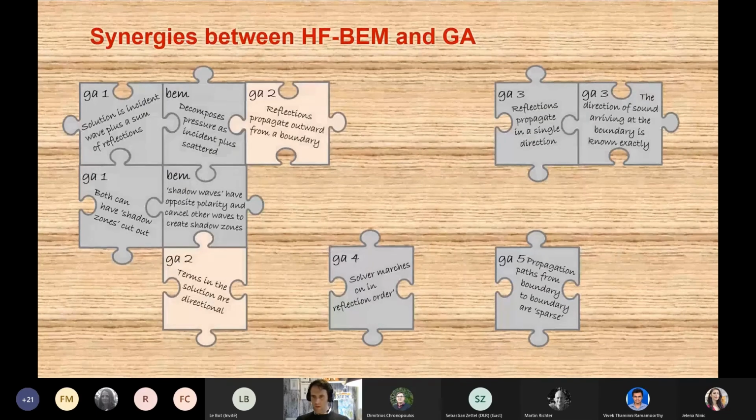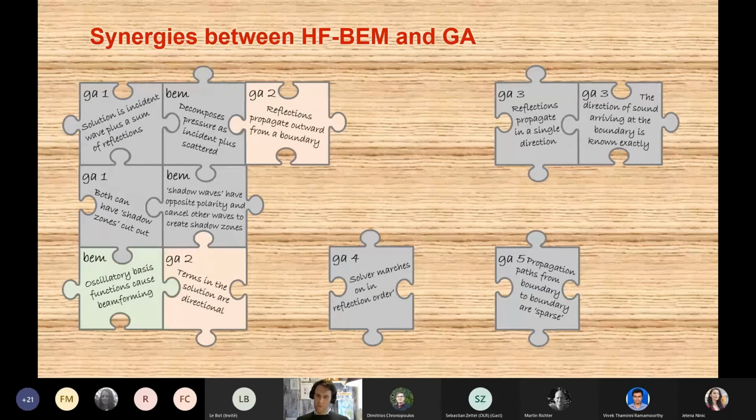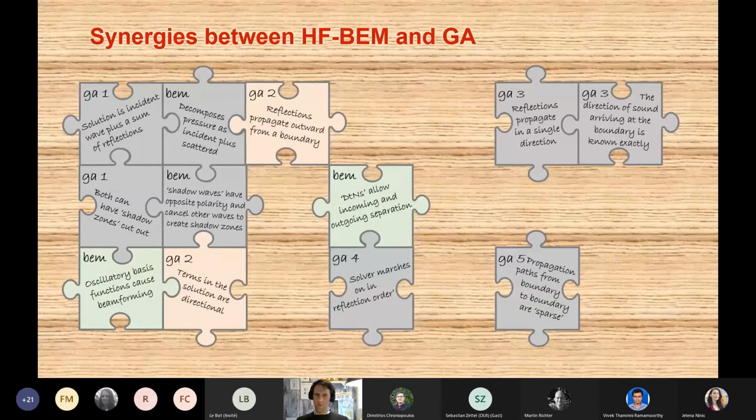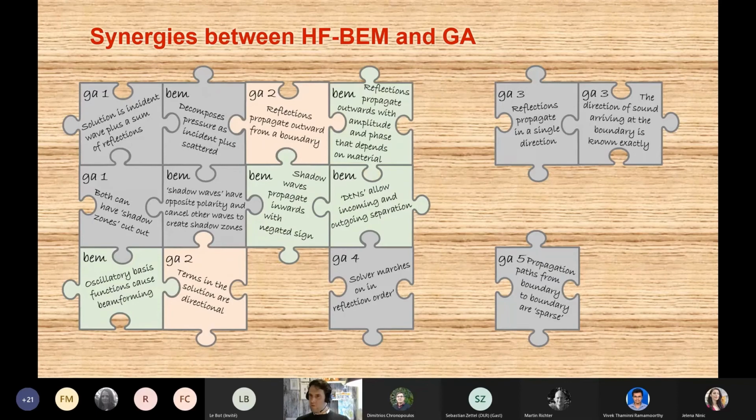So here's our little picture again. I'm keeping an eye on the time here a little bit. The latter part of this is much quicker, so don't worry. So the first thing is that terms in the solution are directional. And what we see is that oscillatory basis functions cause beam forming. So actually we can see the same thing in the leading order with boundary element method, just with single basis functions as well. We also see that Dirichlet and Neumann maps allow incoming and outgoing wave separation. And we've seen that these shadow waves propagate with some negated sign. Finally, we've seen that reflections propagate outwards with amplitude and phase.